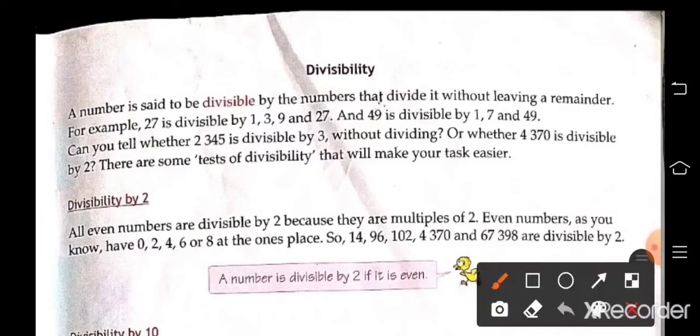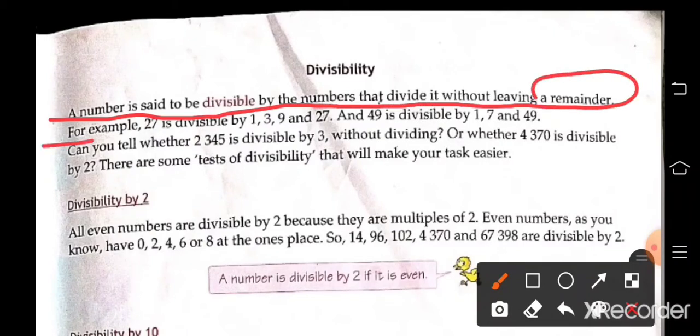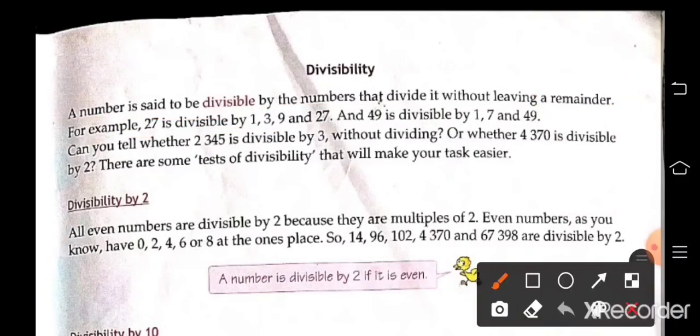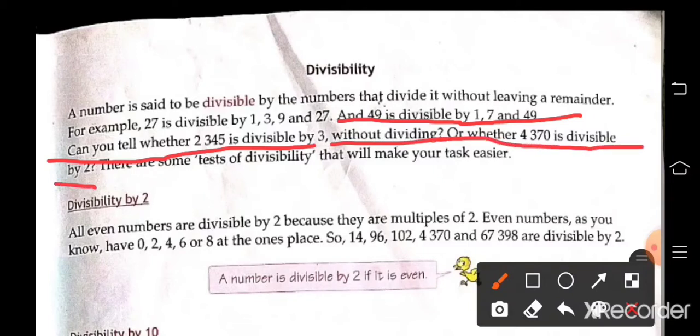A number is said to be divisible by the numbers that divide it without leaving a remainder. For example, 27 is divisible by 1, 3, 9 and 27, and 49 is divisible by 1, 7 and 49. Can you tell whether 2450 is divisible by 3 without dividing, or whether 4370 is divisible by 2? There are some tests of divisibility that make your task easier.